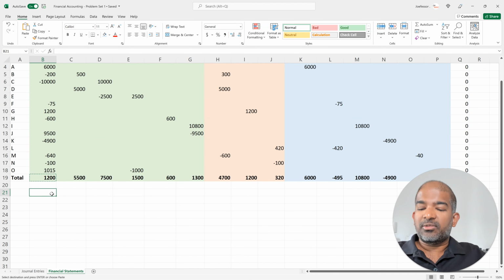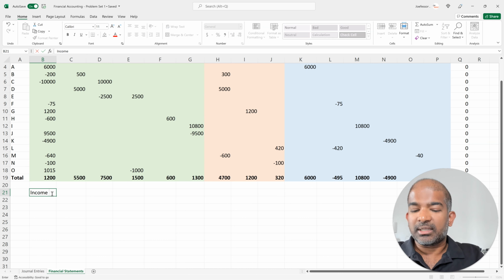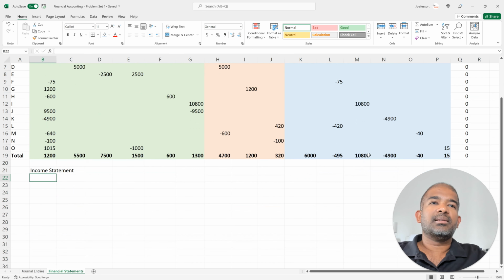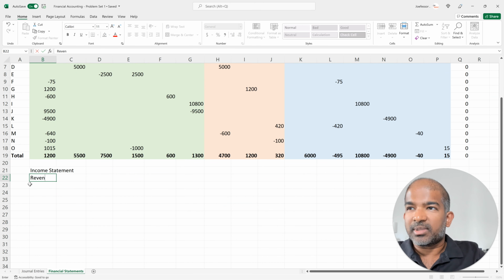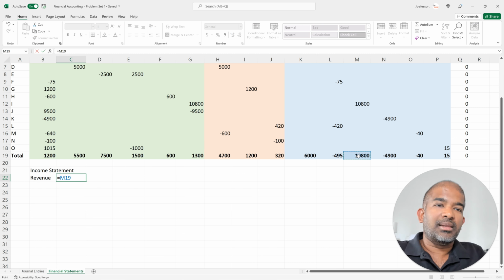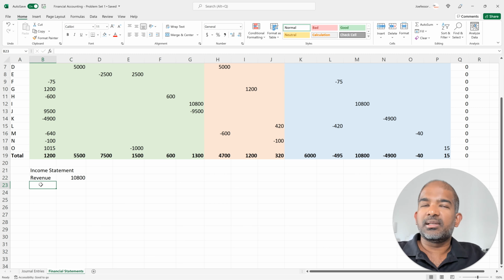We'll start with the income statement or the profit and loss statement, so we can calculate the profit before we create the balance sheet and cash flow statements. The typical structure of an income statement is you have your total revenues, you subtract all your expenses in order to calculate your profit. The revenue you've generated is 10,800. So we start with revenue, and I'm just going to link to these cells instead of manually typing the numbers.